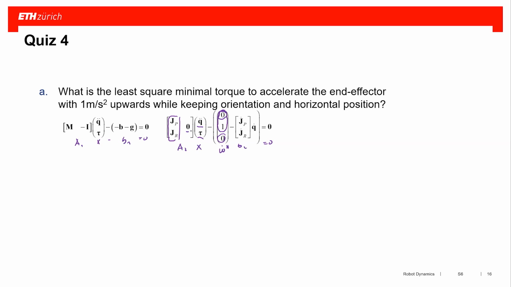And now I want to have the least square minimal torque. So that means my last objective must be minimize the torques. So I have to formulate this minimize the torques as an A3 times X minus B. So what I have to do is select all the torques, and I want this to be minimal, so I have to set it to 0. So I have here my A3 times X minus B equal to 0, while B is also 0.